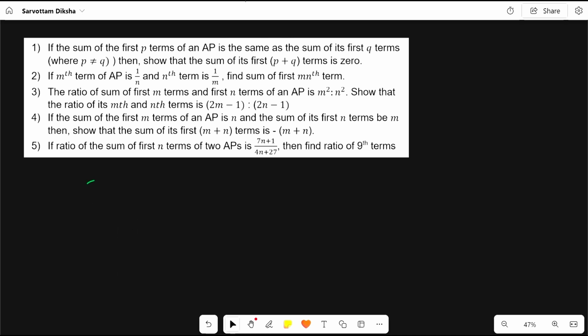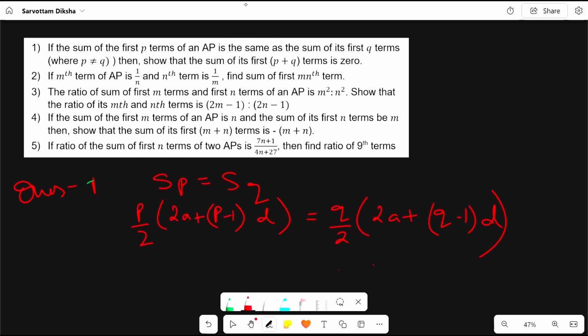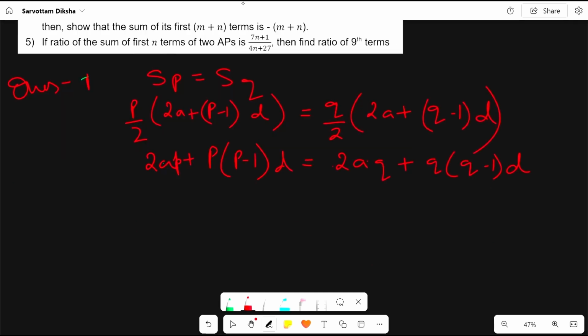Now let me start doing it. Whatever they have given, start writing, okay? So they have given my Sp is equal to Sq. Write the formula for Sp and Sq. The main thing in these questions is to find some relationship between a and d. Now I will solve it simply further and get the relation, and I will bring all my a terms on one side and d terms on the second side.